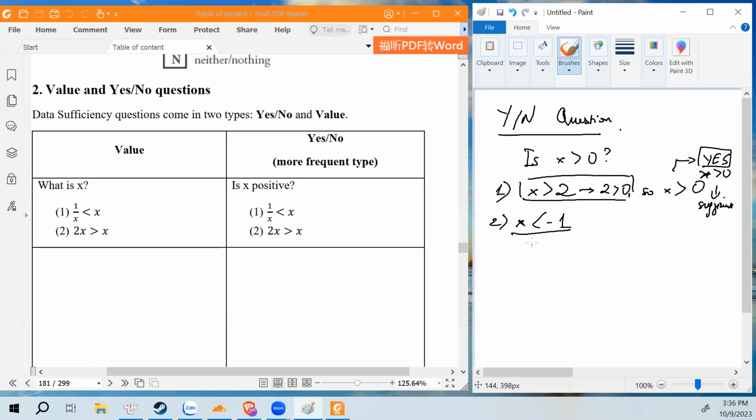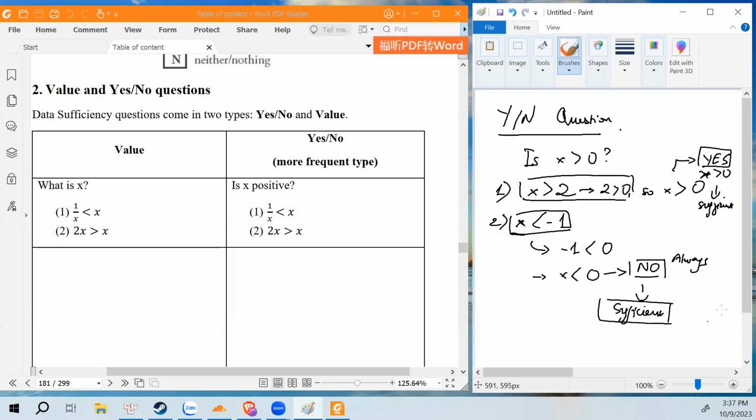For statement 2, because -1 is less than 0, and because X is less than -1, X is always going to be less than 0. So then the answer to the question here is going to be no, and it's always going to be no. There's not going to be a value of X that is greater than 0 as long as X is less than -1, right? So because the answer is always no in this case, it is also sufficient.